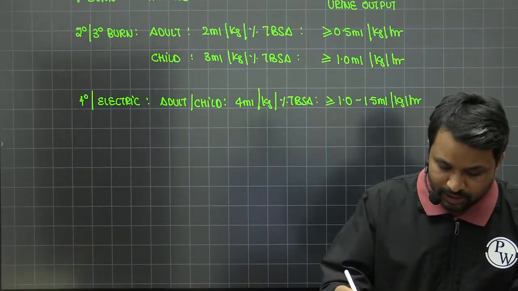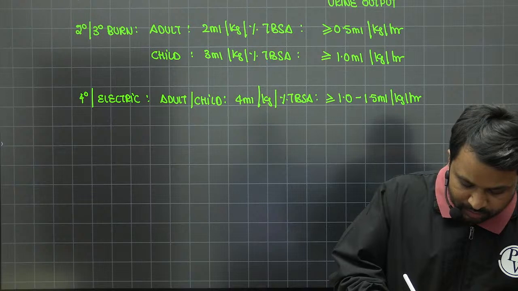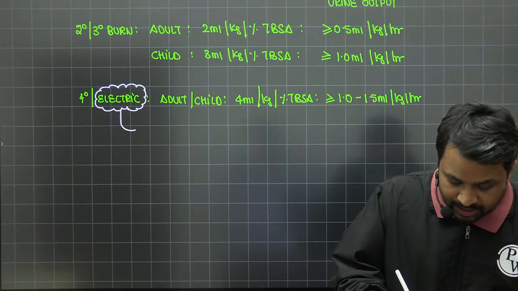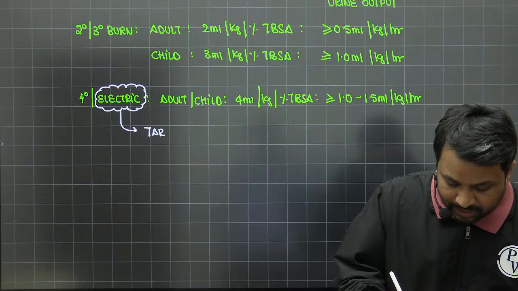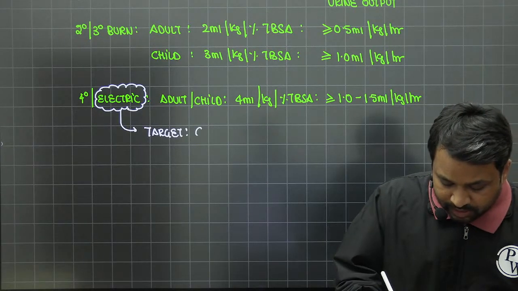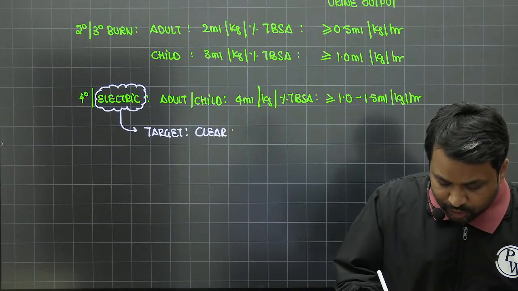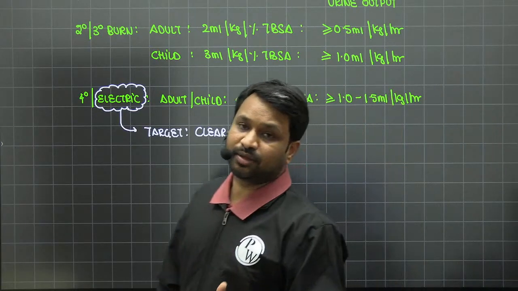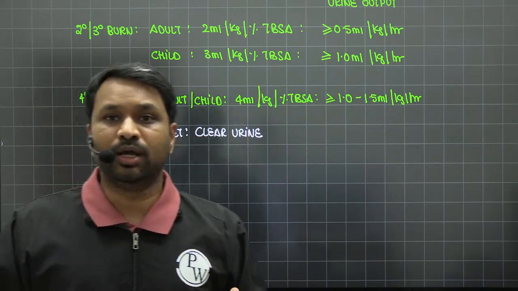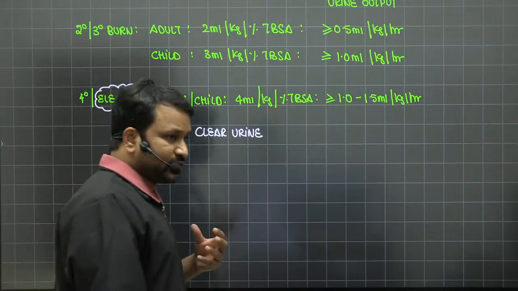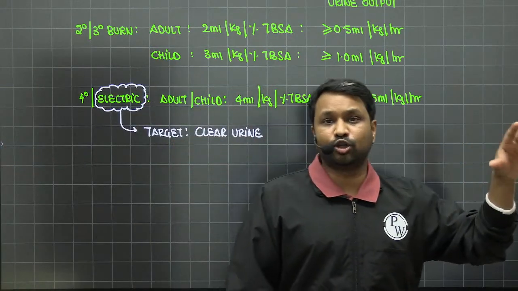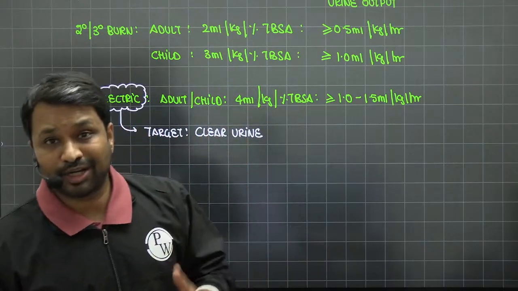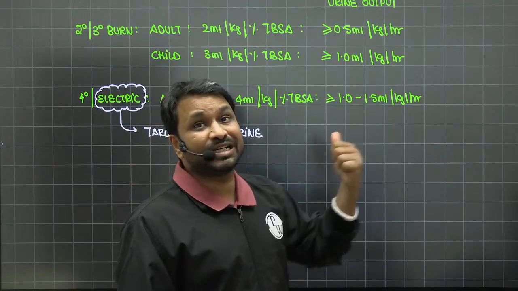One additional point specifically when you talk about electrical burns: rather than the urine output per se, I need to target getting clear urine. The target here is to achieve clear urine because whenever there's an electrical burn, there will be muscular disruption that is causing myoglobinuria, right? And that myoglobin will get accumulated in the nephrons, resulting in acute tubular necrosis. In acute tubular necrosis, the patient will start producing dark colored urine.